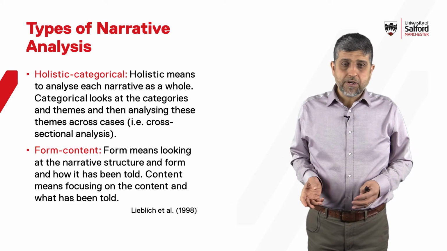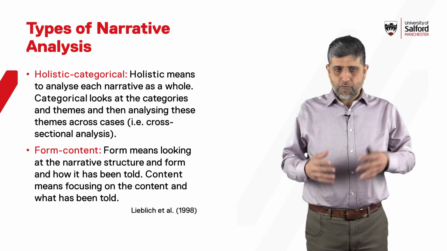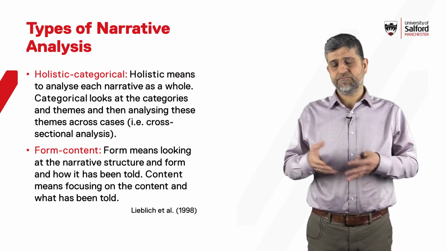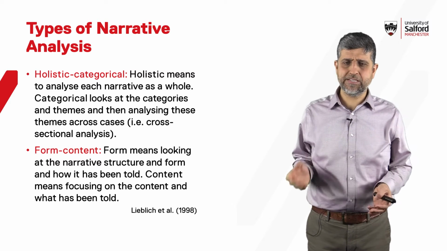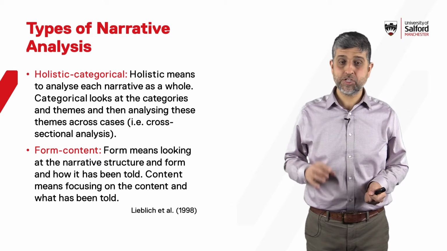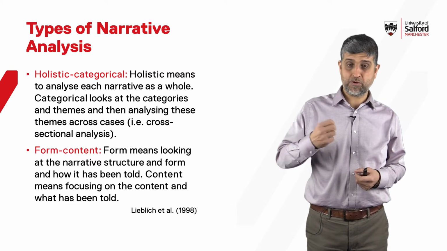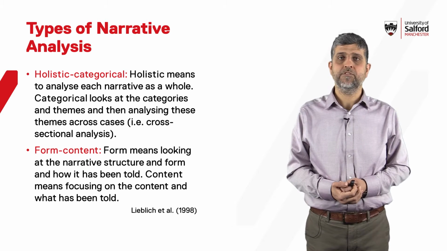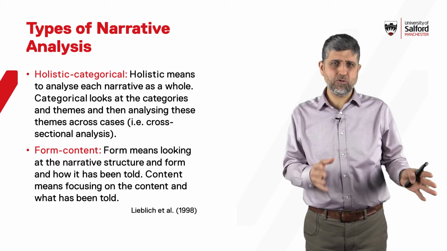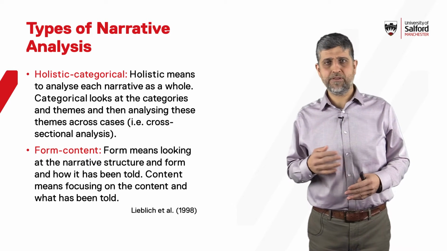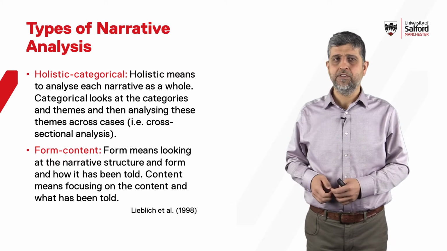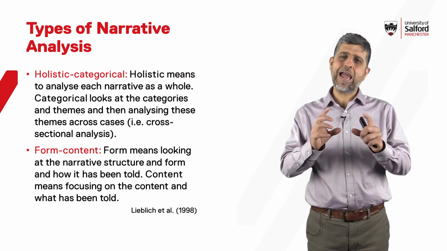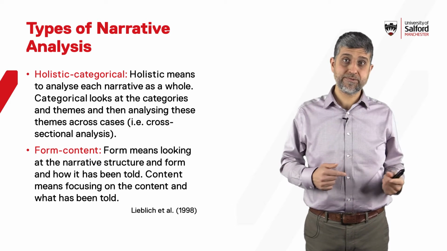We have also the dichotomy of form against content. So the form narrative analysis is basically looking at the narrative structure and the form it took, or how it's being told. So it's about how a narrative is being told. Was the person maybe standing up or sitting down, in distress or happy? It's about looking at how something is being delivered to you as narrative.